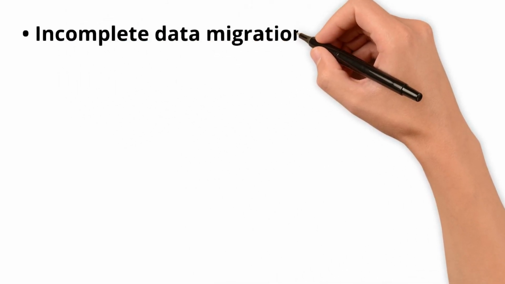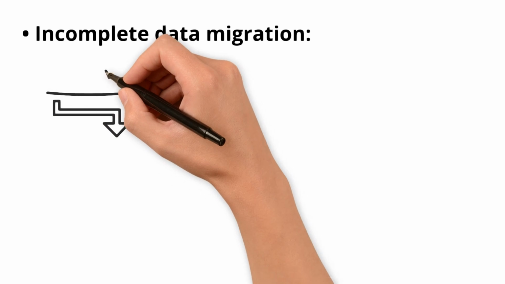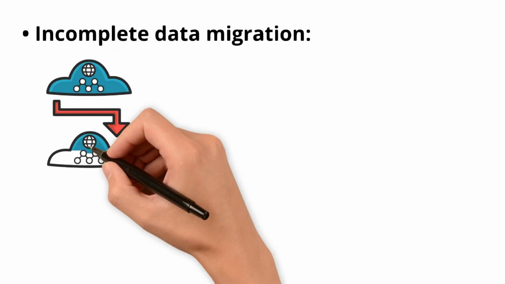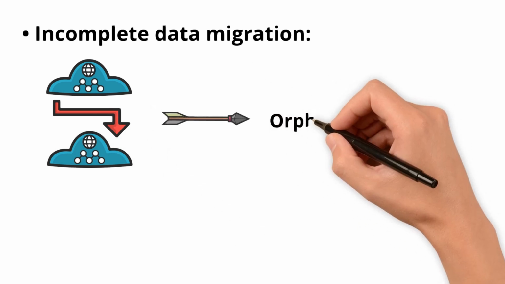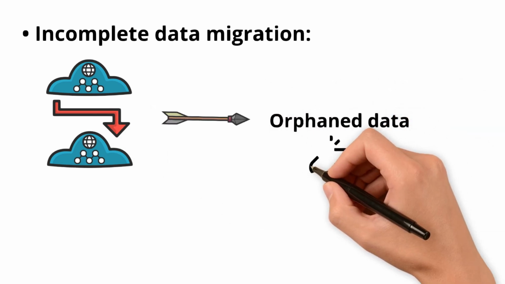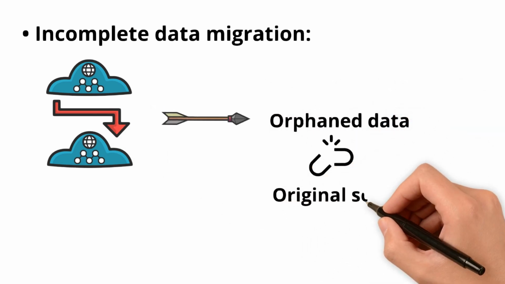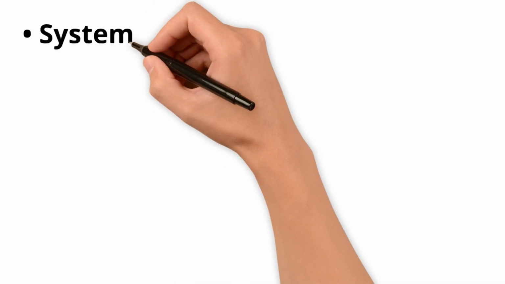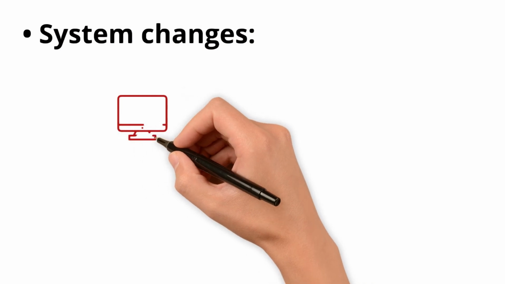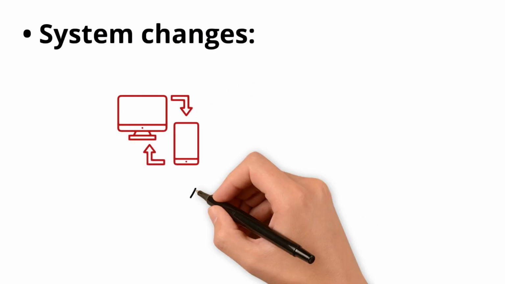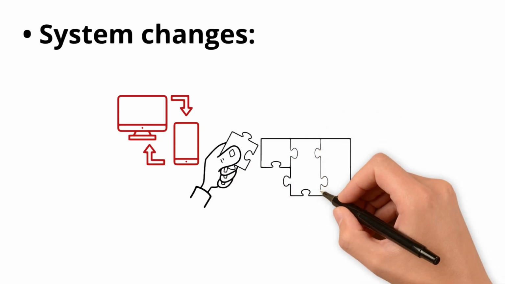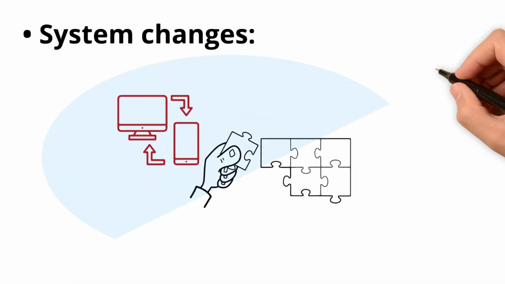Incomplete data migration. When moving data between systems, some information might get lost or left behind. This can result in orphaned data points that are no longer linked to the original source. Talking about system changes, if the way data is stored within a system changes, previously linked data might become orphaned if the connections are not updated properly.